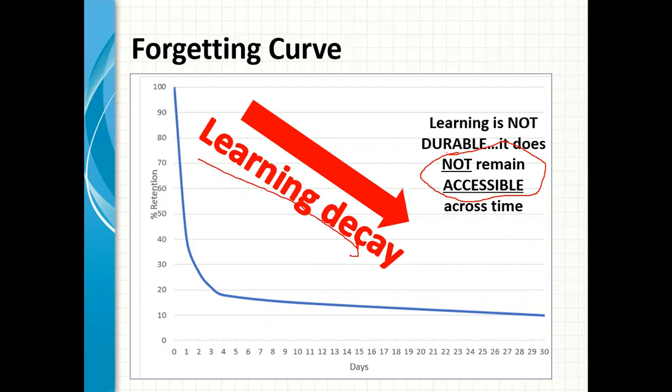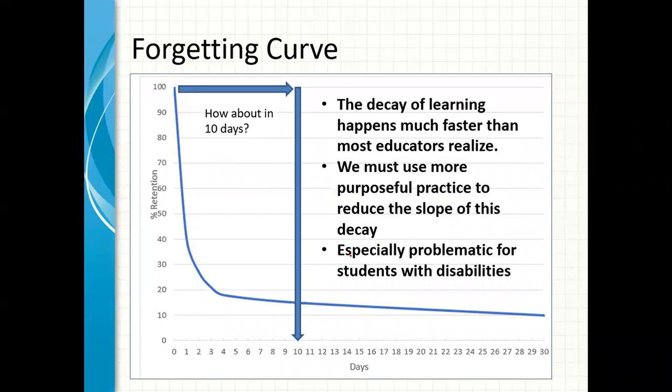But what you can see in this graph, in as little as 10 days, kids can lose up to 80% of what they have learned. So this is happening much faster than we realize. We have to really design some purposeful practice to try to reduce the slope. And this is even more problematic for our kiddos that have disabilities, dyscalculia, because they may not be getting up here to this 90, 100%. They're already down here, which means when they lose information, they're losing it from a much smaller quantity, and it creates challenges. So the purpose of this strategy is to promote retention by trying to flatten the curve.